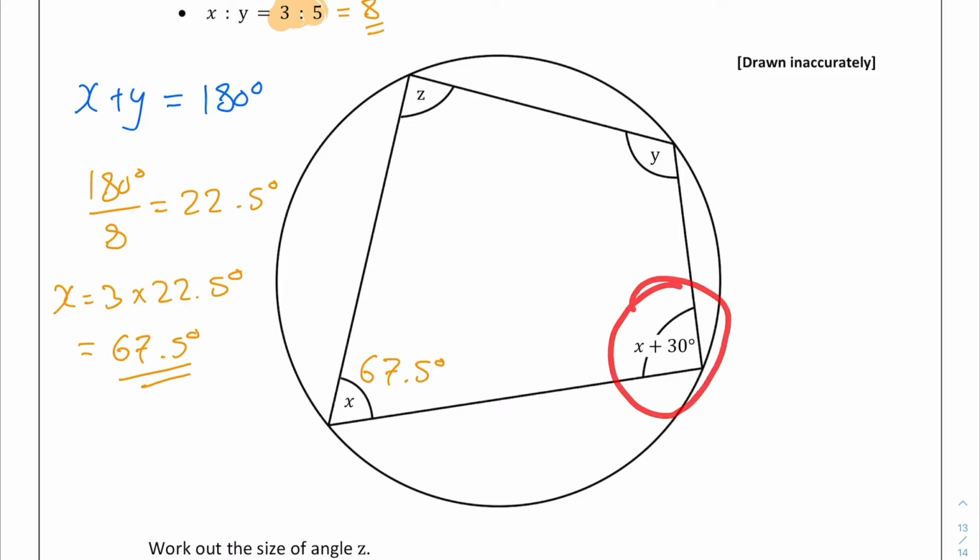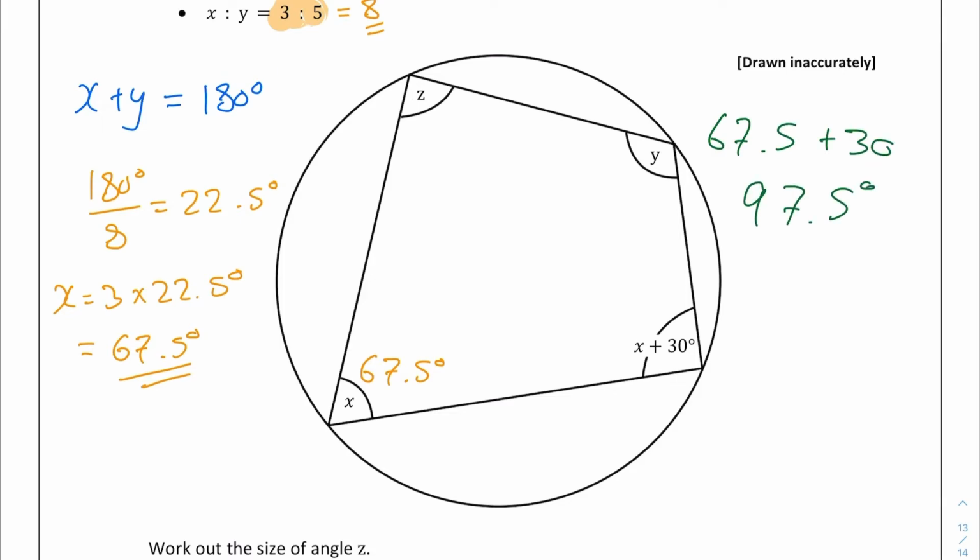So to work out this angle, we're just going to add 30 to 67.5. And 67.5 degrees plus 30 degrees gives us an answer of 97.5 degrees. So this angle is 97.5 degrees.